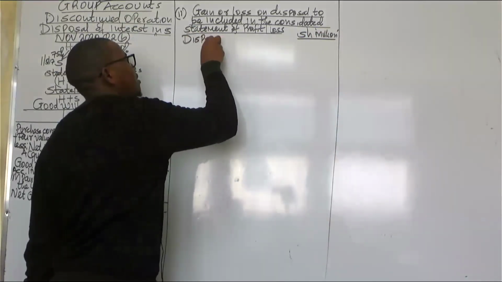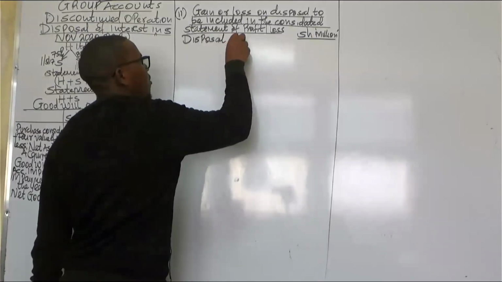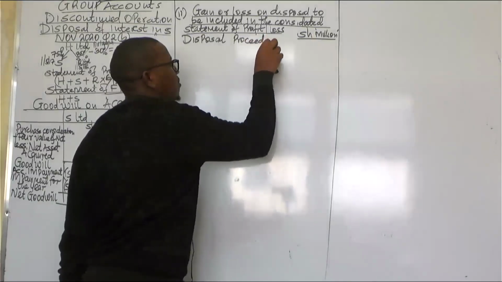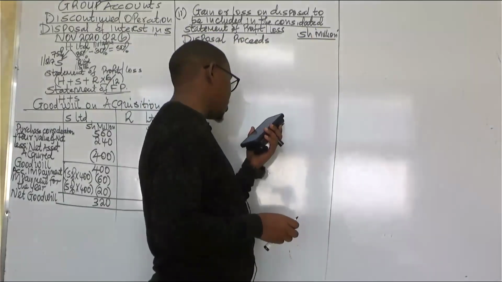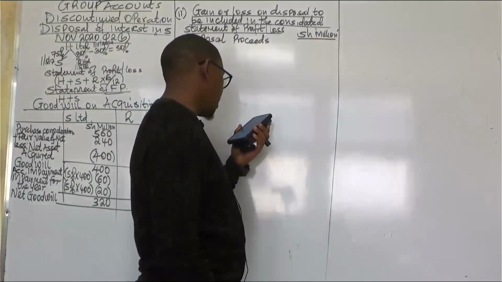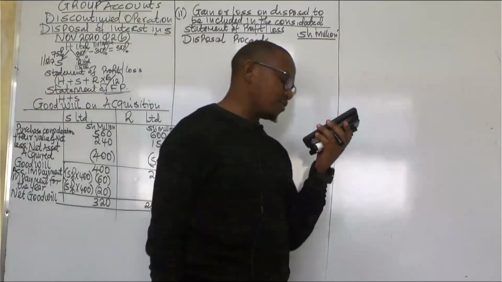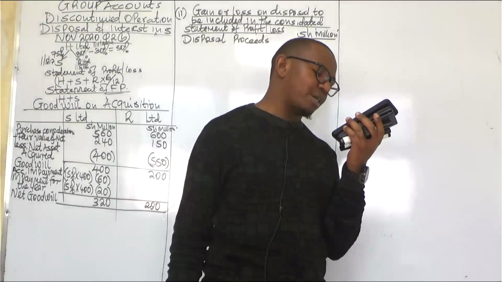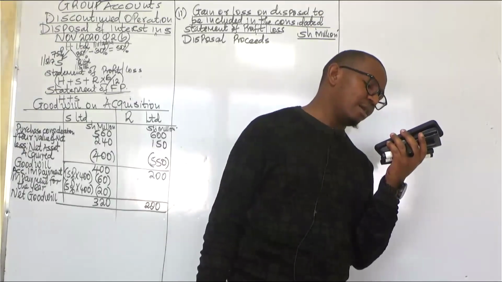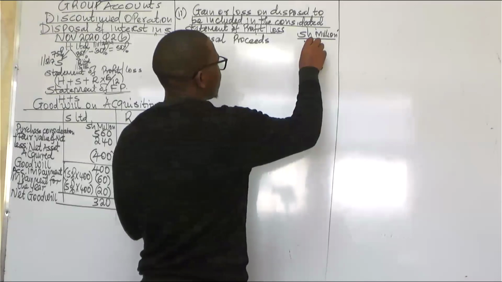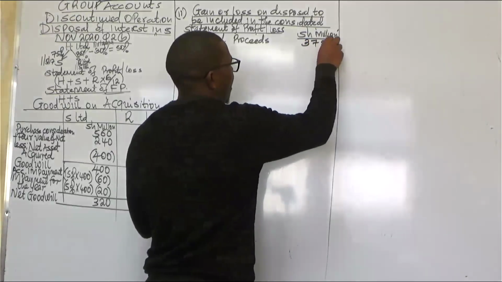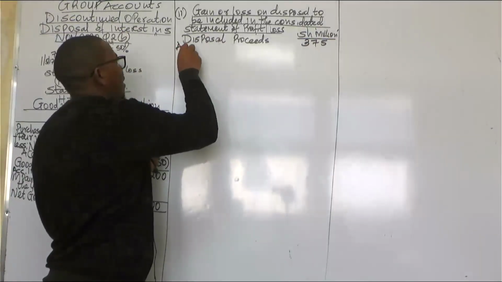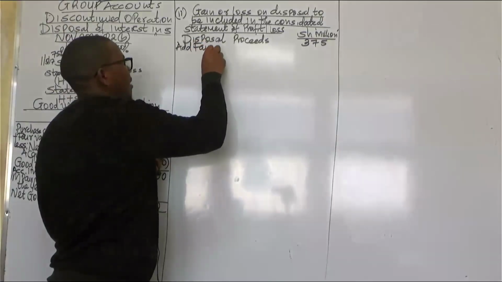He disposed these at how much? Disposal proceeds. What was our disposal proceeds? On additional information number 3, we were told that on 1st of November 2019, H Limited disposed of 30% of the ordinary shares in R Limited for a consideration of how much? 375 million.